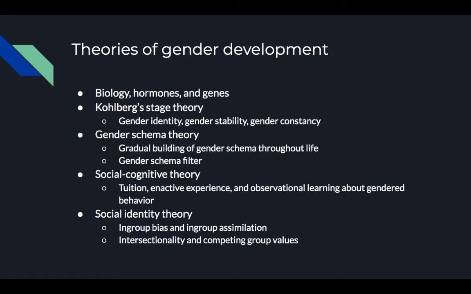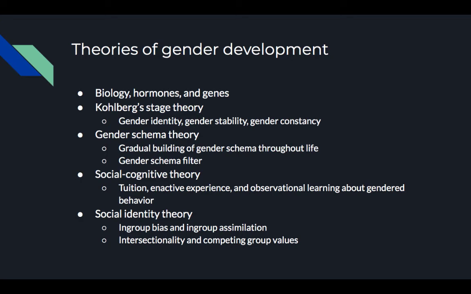There are several different theories of gender development. The biological one is really saying that gender development is the result of hormones and genetics. And then there are different cognitive theories. Kohlberg has a stage theory that says gender identity develops through first identifying which gender you are, then recognizing that your gender isn't likely to change, and then recognizing that it is constant across situations and contexts. And that leads to a major search for what is gender-appropriate behavior.